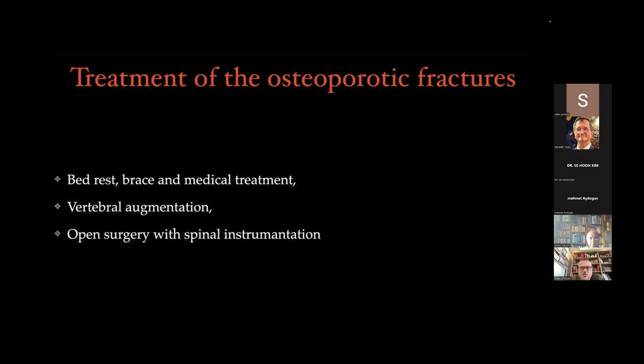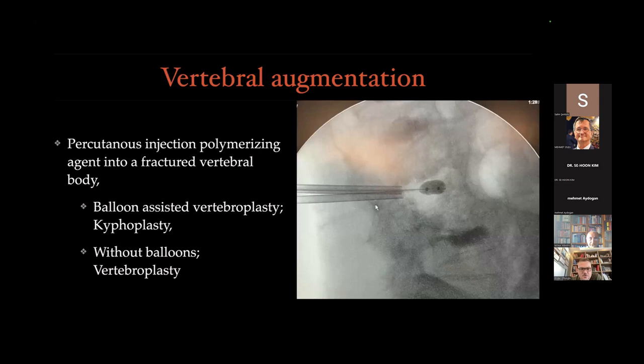What is the treatment of osteoporotic fractures? Dr. Kim talked about the first step: of course, bed rest, brace, and medical treatment, which is conservative treatment. What is the second step? The second step is vertebral augmentation, which I will talk about. And the third step, for some patients, is open surgery.